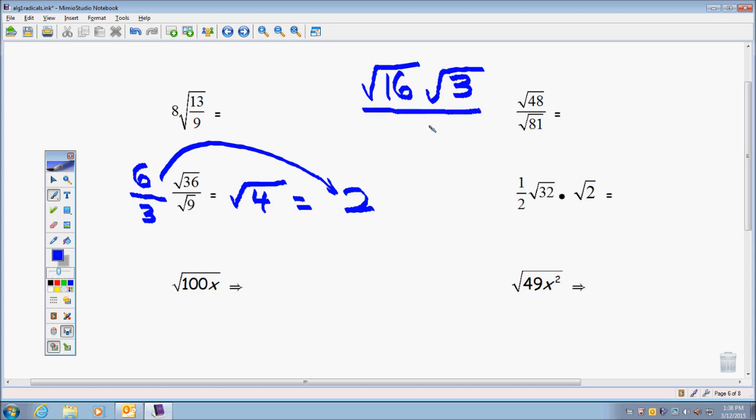And radical 81 is just 9. Now, radical 16 is 4. So 4 radical 3 over 9. That's it.